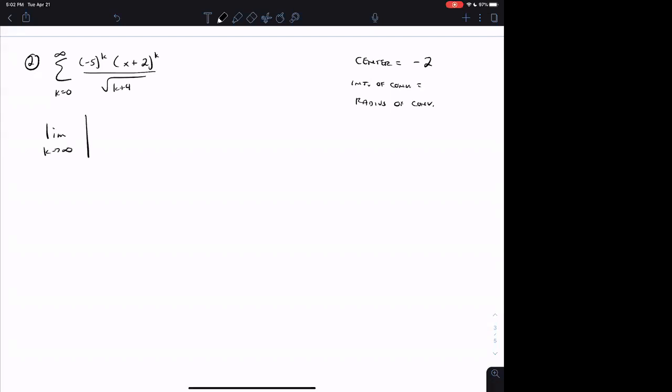So we do the limit as k goes to infinity of -5 to the k plus 1, x plus 2 to the k plus 1, over the square root of k plus 5, times the square root of k plus 4 over -5 to the k, x plus 2 to the k. All right, questions?